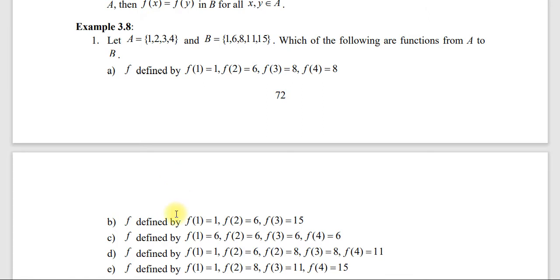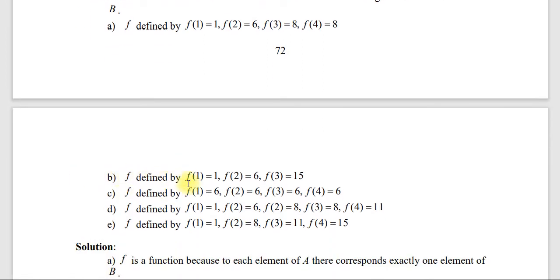First, let's see option B: f defined by f of 1 equals 1, f of 2 equals 6, f of 3 equals 15. Next, f defined by f of 1 equals 6, f of 2 equals 6, f of 3 equals 6, f of 4 equals 6.